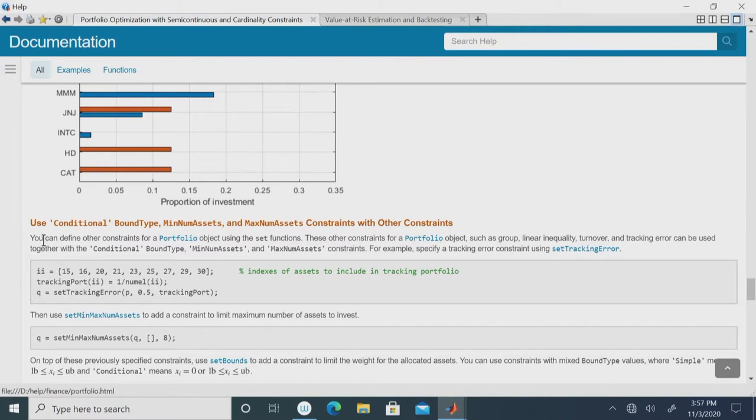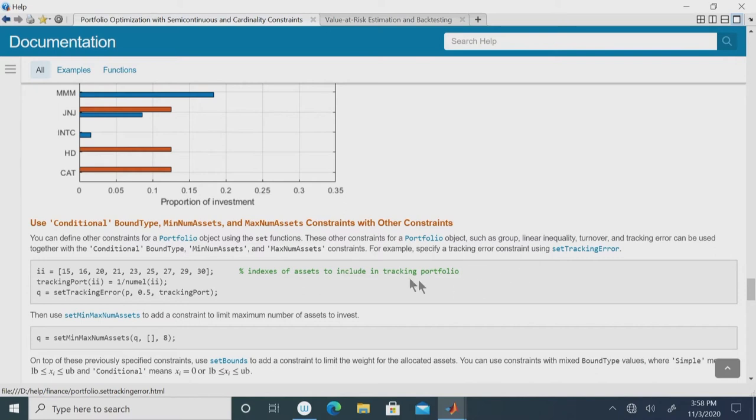So what you do here is that you can define other constraints for a portfolio object using the set function. These other constraints that we are now talking about could involve things like a group or linear inequality, turnover, tracking error and so on, which can be used. For this, you can look at some of the earlier examples which you have done, particularly in terms of turnover and tracking.